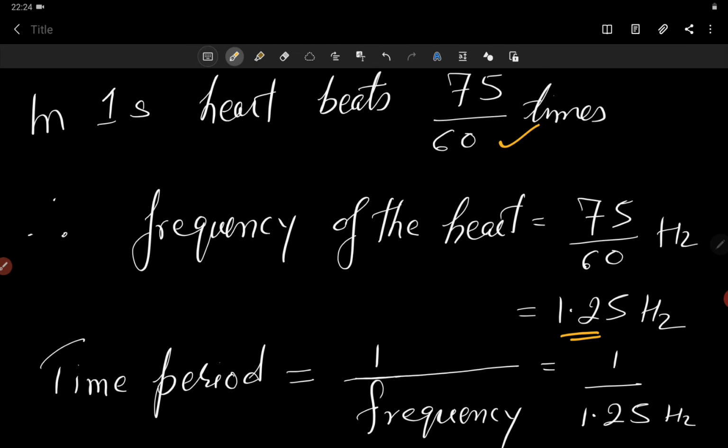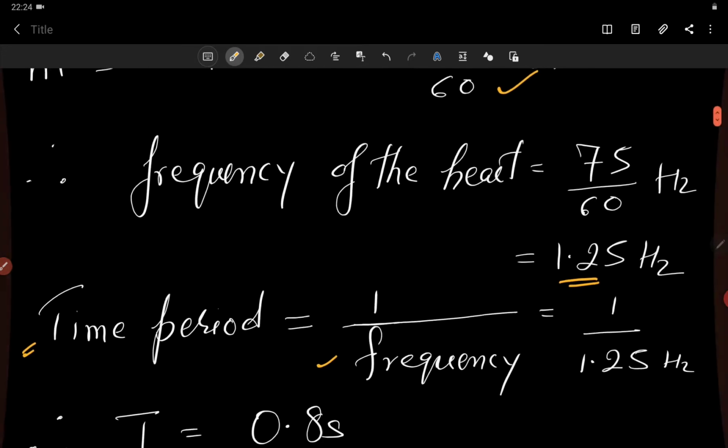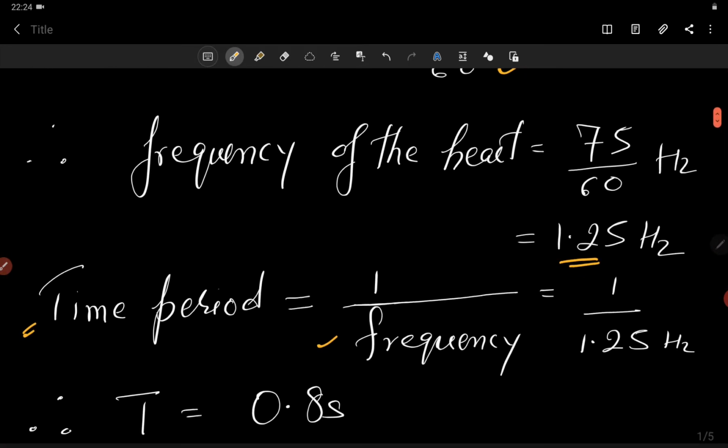Then the time period, that is the second part. The time period should be 1 upon frequency, that is 1 upon f, and that is 1 upon 1.25 hertz. So after calculating we are getting time period capital T equals 0.8 seconds. So I hope you have understood number 1. Let us go to question number 2.